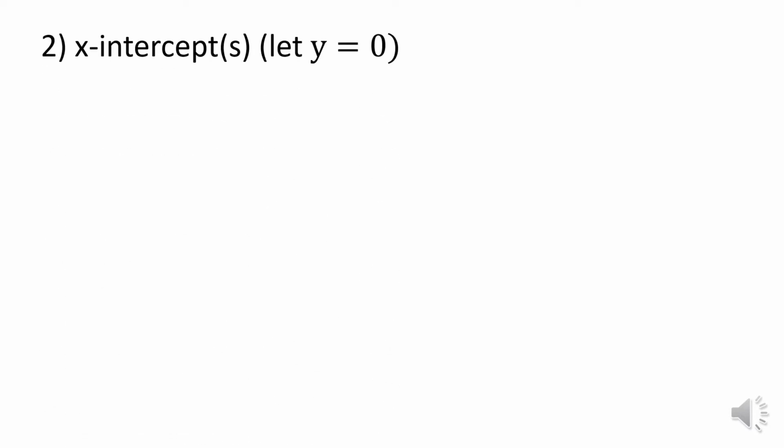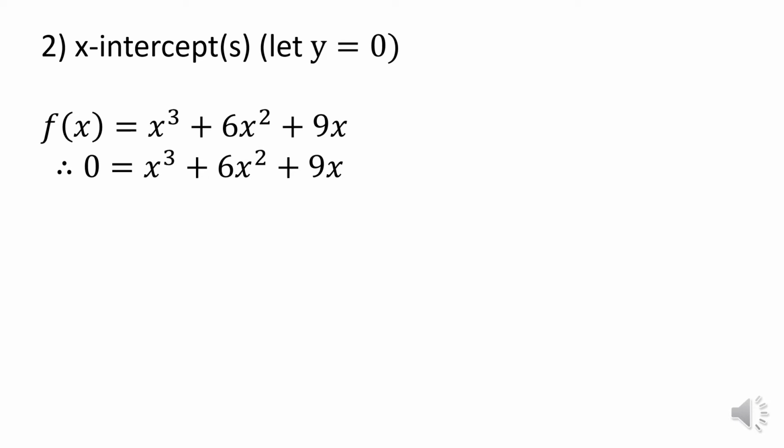Number 2, we need to calculate the x-intercepts. In order for us to do this, we need to let y equal to 0. We have to substitute that 0 into our original function. So we have 0 is equal to x cubed plus 6x squared plus 9x. Now we are trying to find out x values, right, for our x-intercept.